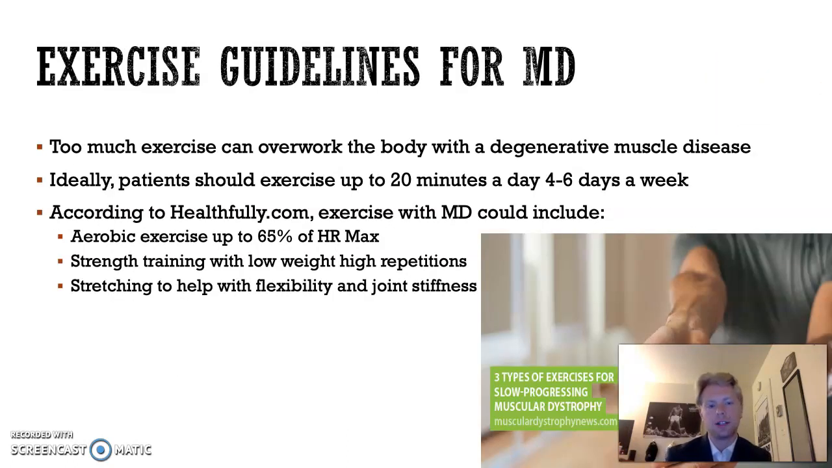This is just some exercise guidelines for those exercising with muscular dystrophy. Too much exercise can overwork the body, and it can actually harm the muscles with this disease. So ideally, patients should exercise up to 20 minutes a day and 4 to 6 days a week. According to healthfully.com, exercise when suffering from muscular dystrophy can include aerobic exercise up to 65% of heart rate max, strength training with low weight and high reps, and stretching to help with flexibility and joint stiffness.